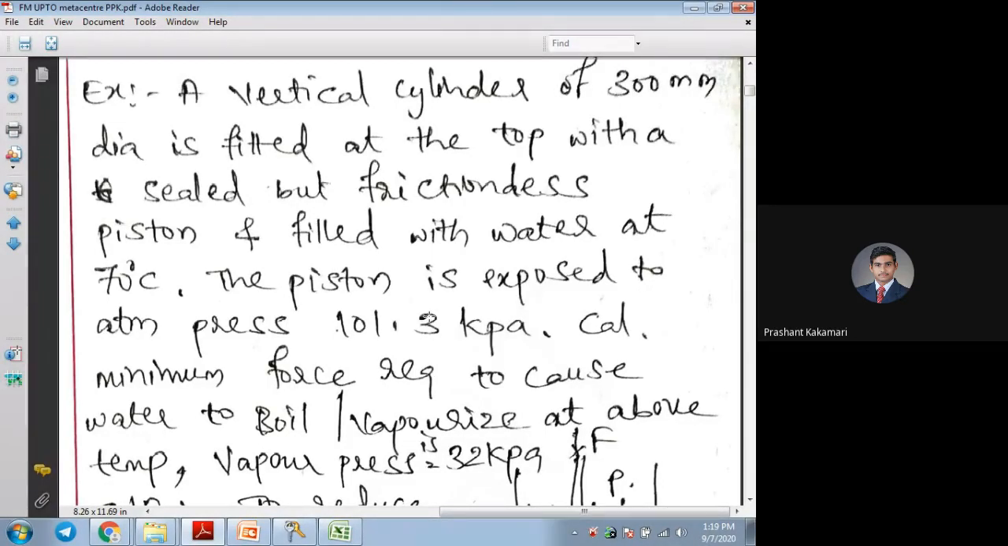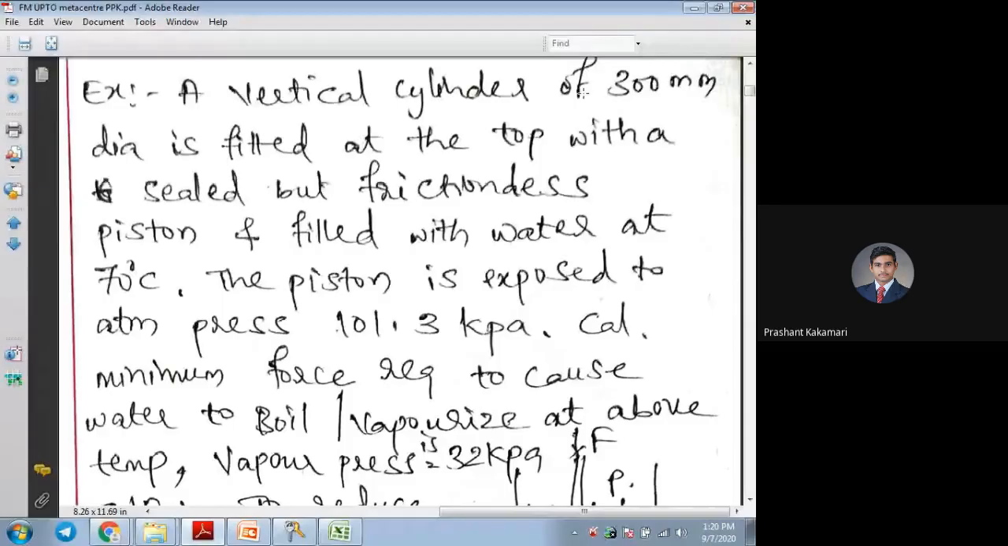A piston is fixed like that, where it is frictionless. Frictionless is an assumption, it's not actually possible, so they are telling us frictionless, and it is sealed. Sealed means there is no possibility of leakage of the liquid from the piston cylinder to the atmosphere or the outside. And it is filled with water, so we can directly make standard assumptions. It is filled with water at 70 degrees centigrade. The temperature is given, so note down the value. The 100 mm diameter cylinder inside values are known now.